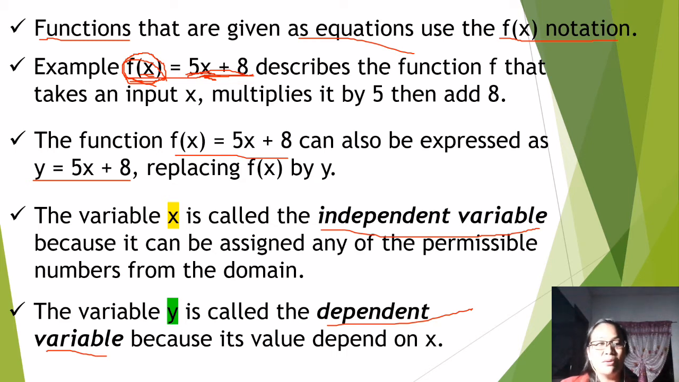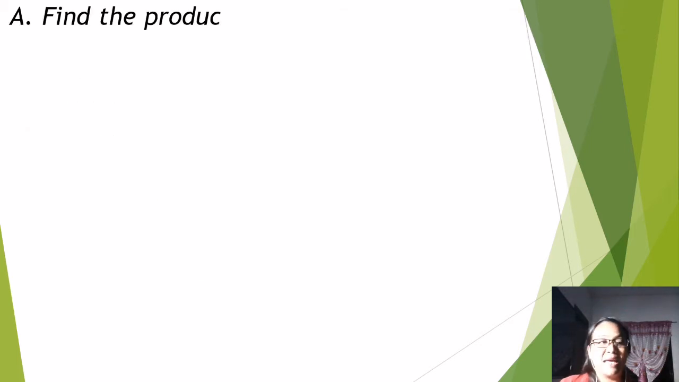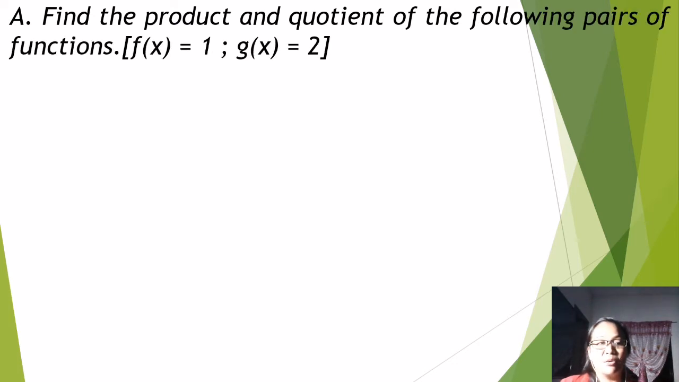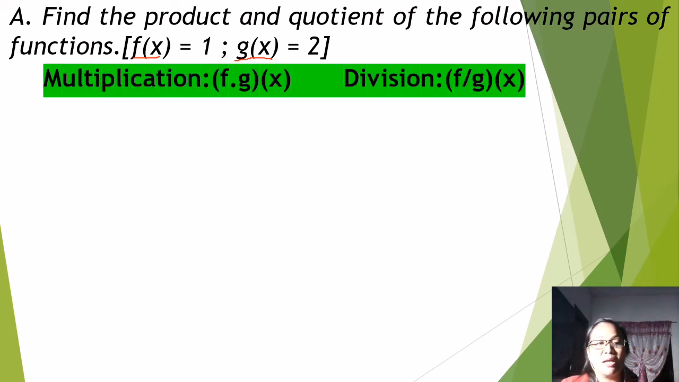Okay? So, let's proceed now to our main lesson. Find the product and quotient of the following pairs of functions. So we're going to use the input f of x is 1 and g of x is 2. For our operations, so multiplication, we have f times g of x and f divided by g of x. Or we can also write as f of x times g of x and f of x divided by g of x. So for our solution, first we need to copy the given.